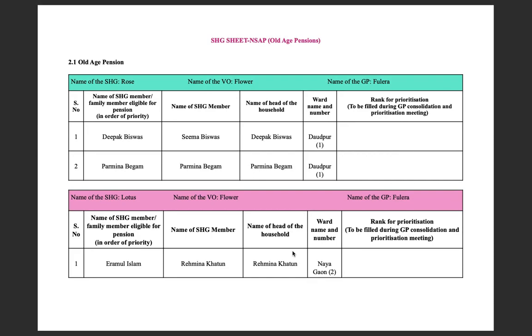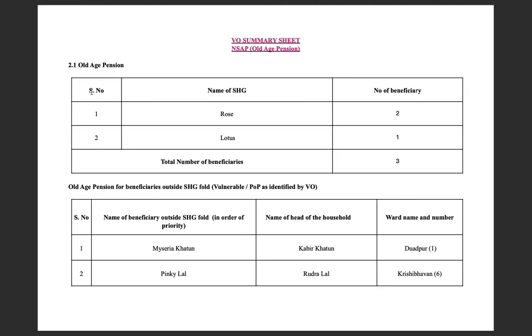Now I will teach you how to fill in the VO consolidation or summary sheet for schemes like old age pension. As we all know, from Rose SHG, 2 beneficiaries had come, Deepak Biswas and Parmeena Begum, and from Lotus SHG, 1 beneficiary, Iramul Islam. So when we go on to fill the VO summary sheet, we see that there are 3 columns: serial number, name of SHG, number of beneficiary, very similar to the previous one. We write the name of SHG, and next to it in the column of number of beneficiary, we write the number of beneficiaries in that SHG. So the total from the Rose and Lotus SHG comes about as 3.